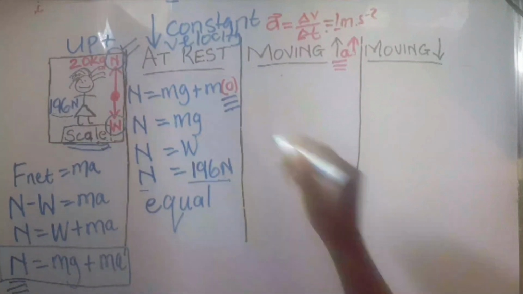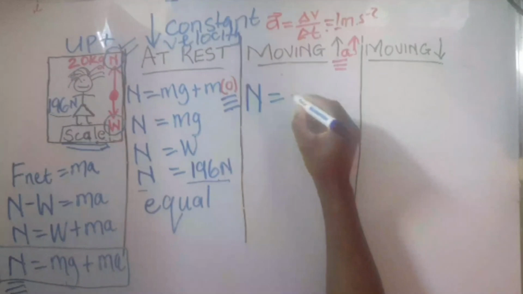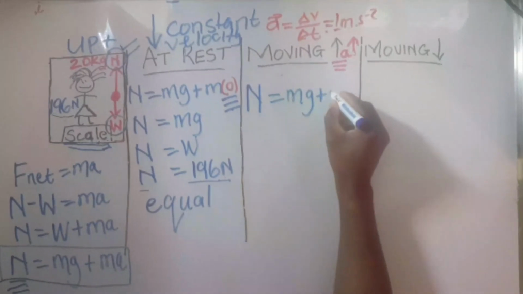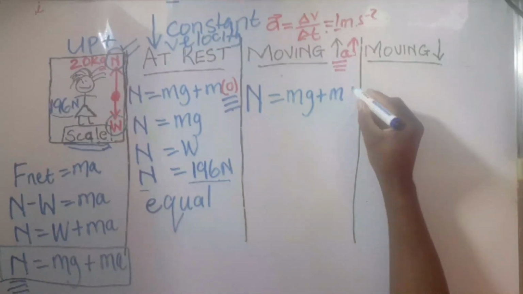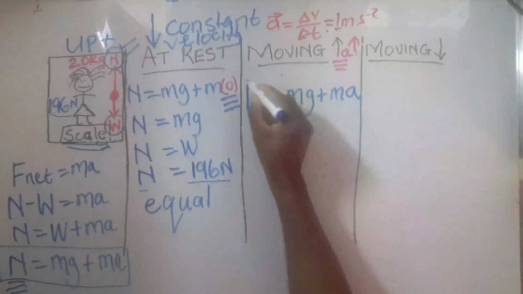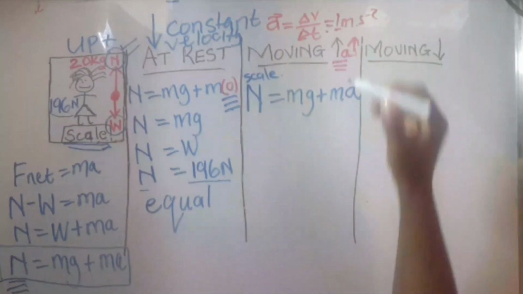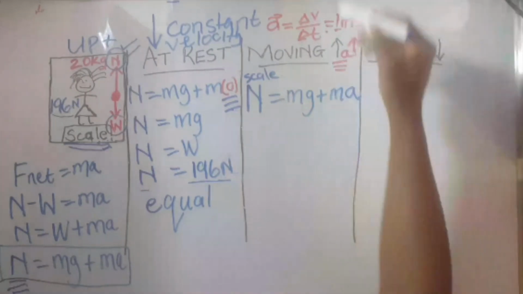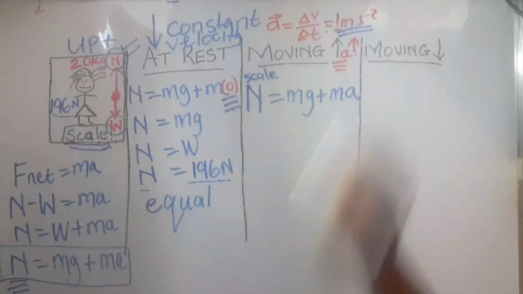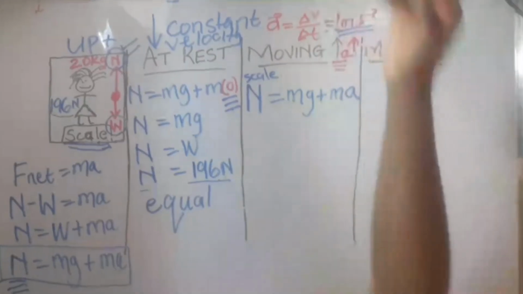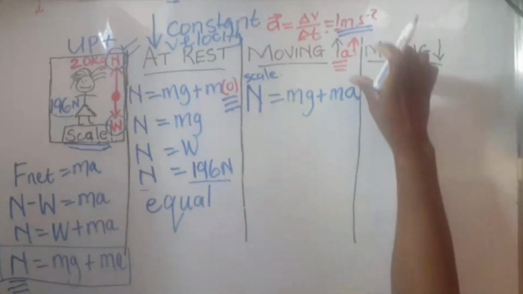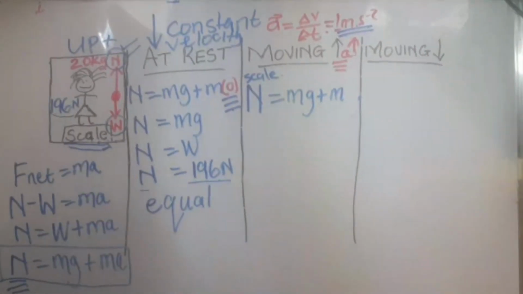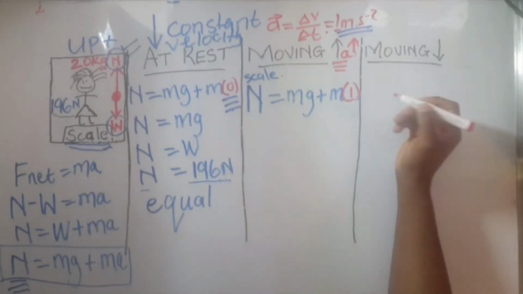So let's apply now this formula for the normal force, which is N equals mg plus ma. We want to see what will be the reading of the normal force, which is the reading of the scale, when the lift is accelerating up at 1 meter per second squared, gaining speed every second. Now, this acceleration is positive.